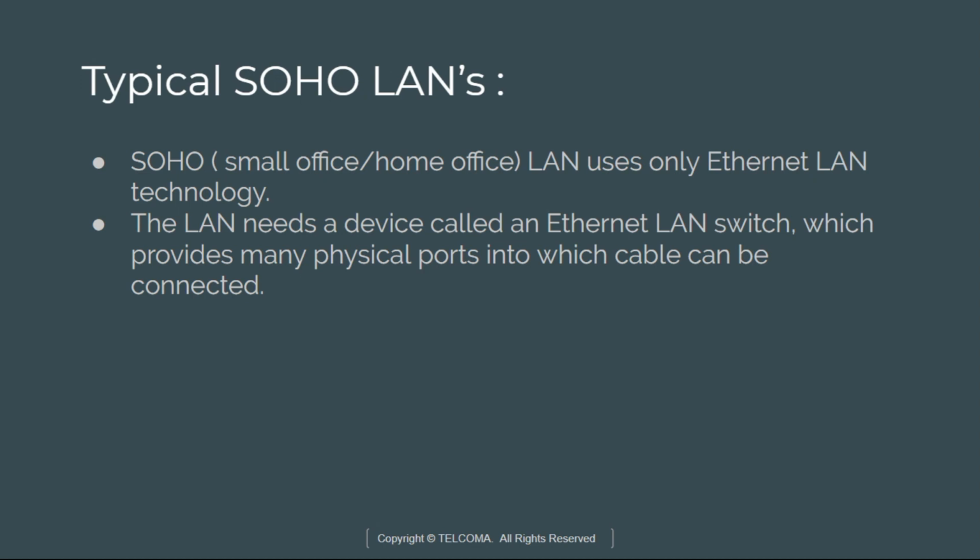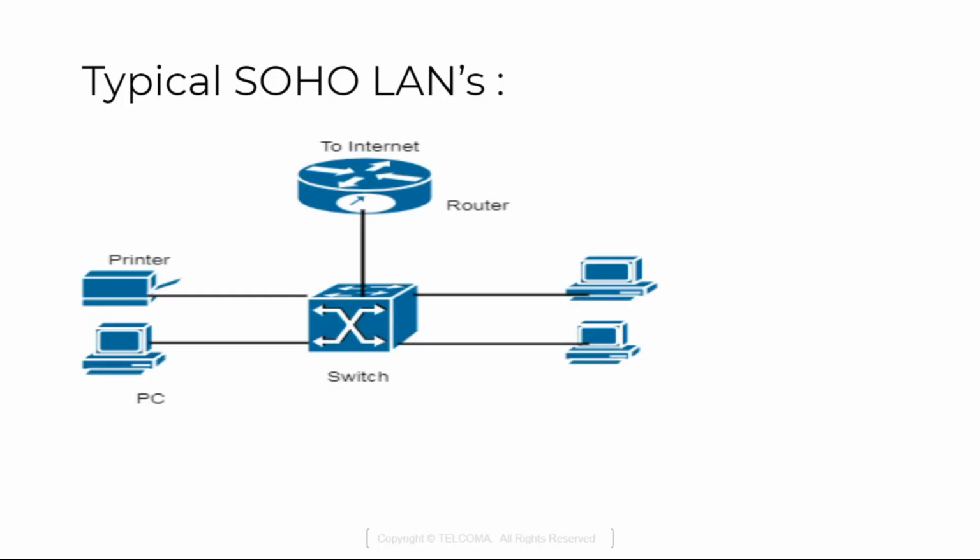The LAN needs a device called an Ethernet LAN switch, which may provide many physical ports into which a cable can be connected. Here we can see a simple diagram. Switch and router, printer and PCs are connected to the internet. Now, switch and router are separate devices. Many SOHO Ethernet LANs today combine the router and a switch into a single device.